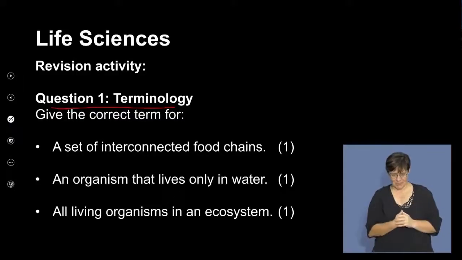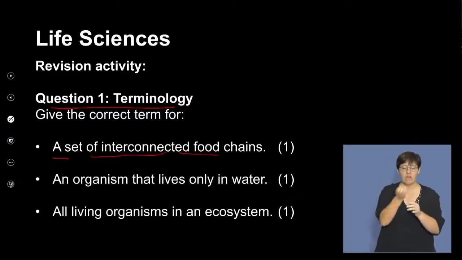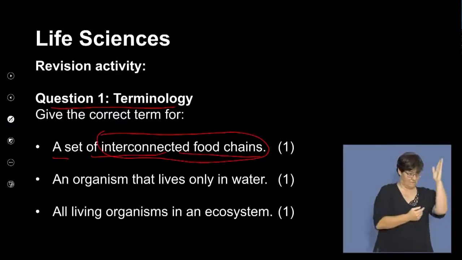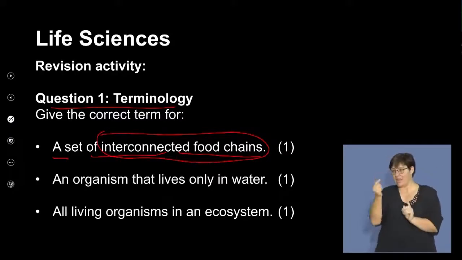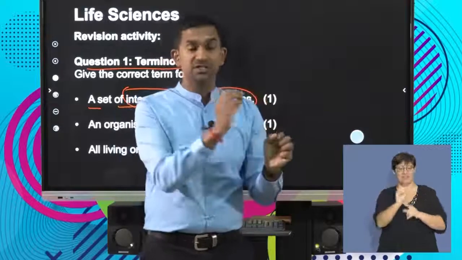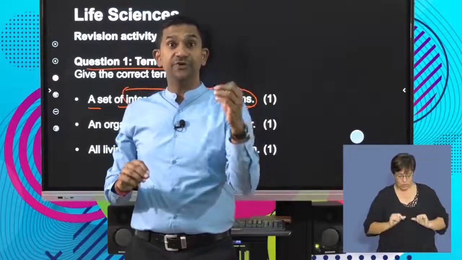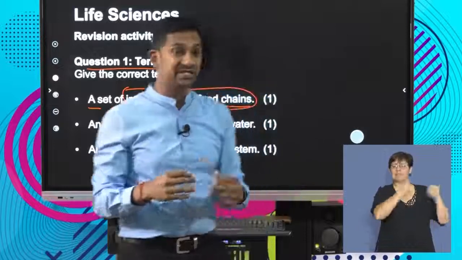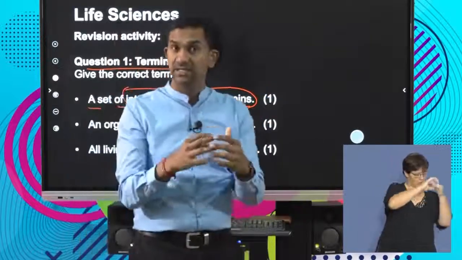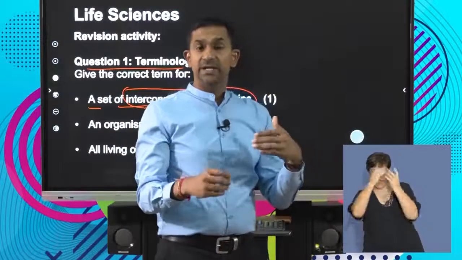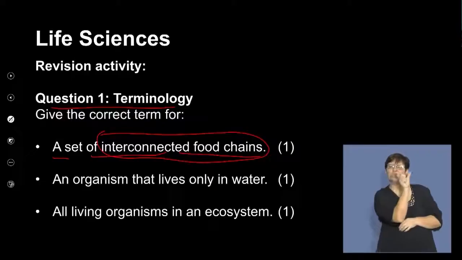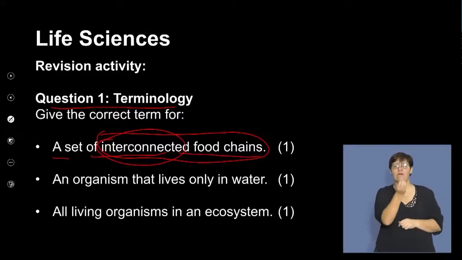So the first term we're going to look at is a set of interconnected food chains. Remember that when we talk of food chains, a food chain shows the flow of energy from the producers all the way up to the different trophic levels. However, when we go into an ecosystem, we see that food chains are interconnected, meaning we've got food chains interconnected at different levels. And the term for interconnected food chains is food webs.